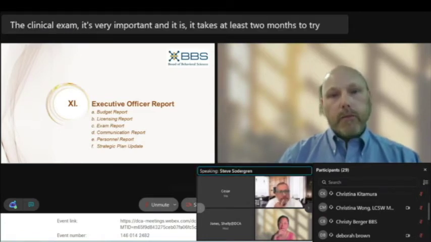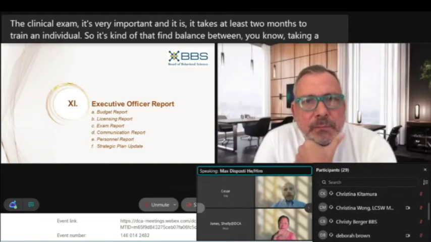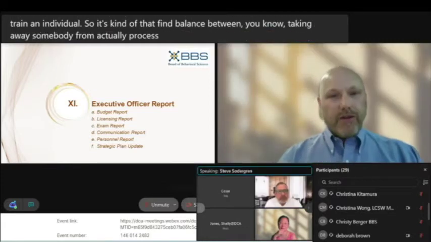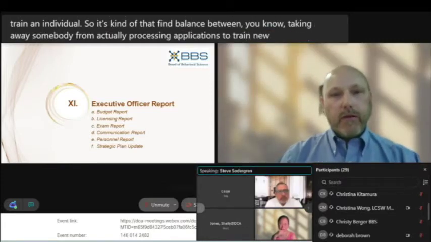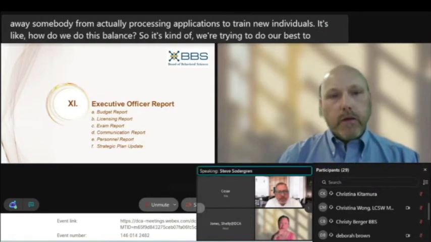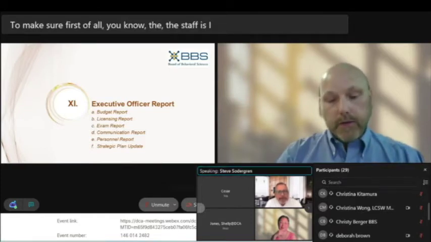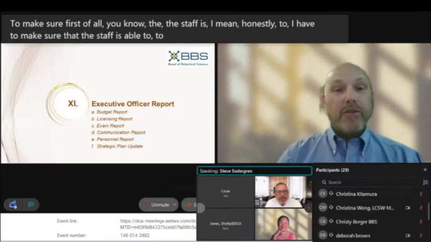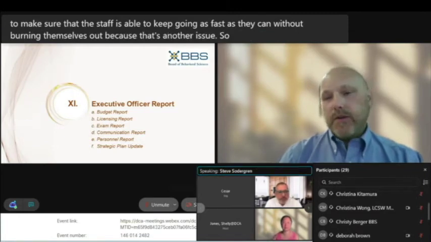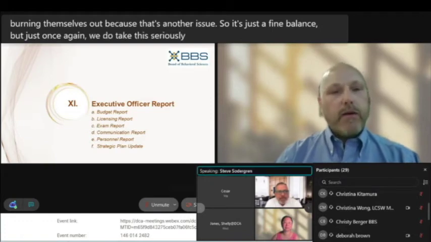It's very important, and it takes at least 2 months to train an individual. So it's that fine balance between taking somebody away from actually processing applications to train new individuals. How do we do this balance? We're trying to do our best to balance everything, to make sure, first of all, that the staff is able to keep going as fast as they can without burning themselves out, because that's another issue. So it's just a fine balance, but once again, we do take this seriously, and I am sorry that the backlog is there. We are doing our best though.